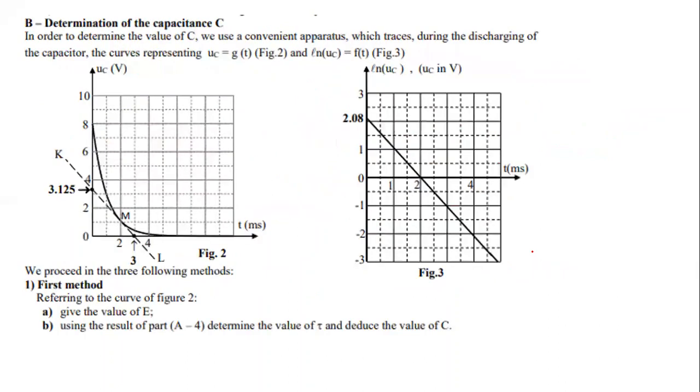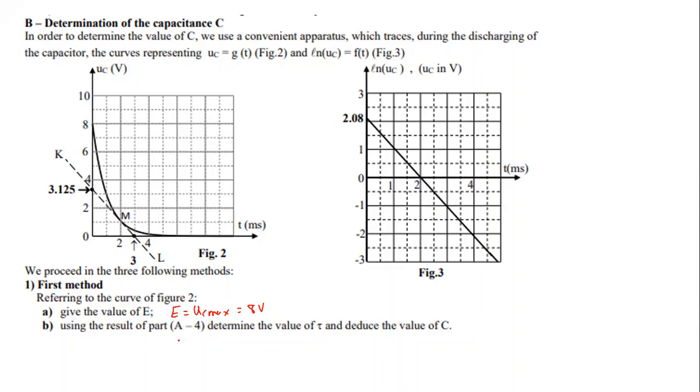Determination of the capacitance. Now, in order to determine the value of C, we use a convenient apparatus which gives us traces during discharging of the capacitor, the curve uC and ln of uC. We proceed in the 3 following methods. First method, referring to figure 2, give the value of E. So E is equal to uC maximum, which means it's equal to 8 volt. Using the result of part A4, determine the value of tau and deduce the value of C.